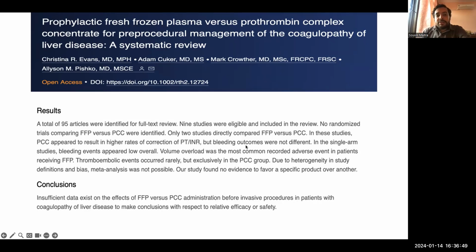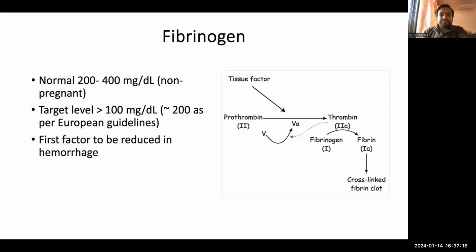So it is important because many times in patients who have an advanced degree of liver failure, FFP administration causes a volume overload. So in this clinical scenario, PCC is as good as FFP, with less volume. So if volume is a concern, PCC may be a better alternative in this particular clinical scenario.